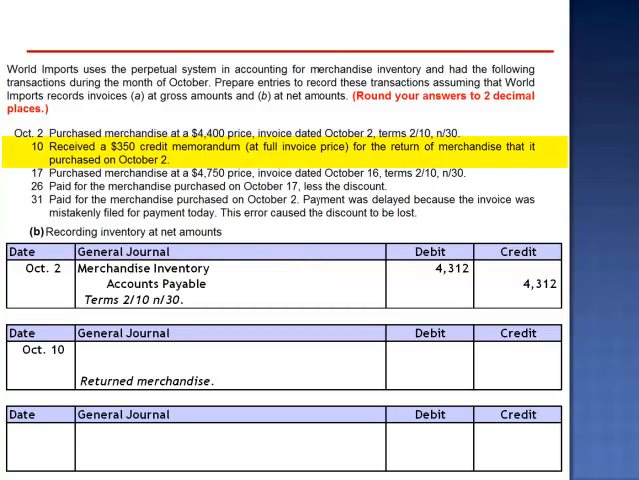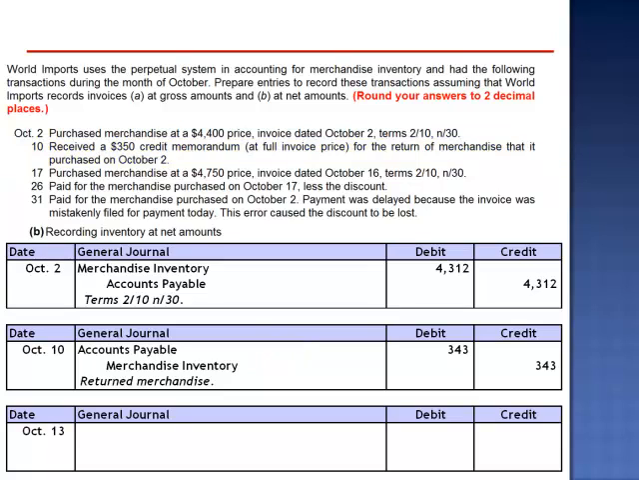On October 10th, we receive a $350 credit memorandum, but that's the full invoice price. Since our payable is recorded at the net amount, any adjustments to the payable are also at the net amount. Therefore, we debit accounts payable for 98% of $350, $343, and credit merchandise inventory for $343.